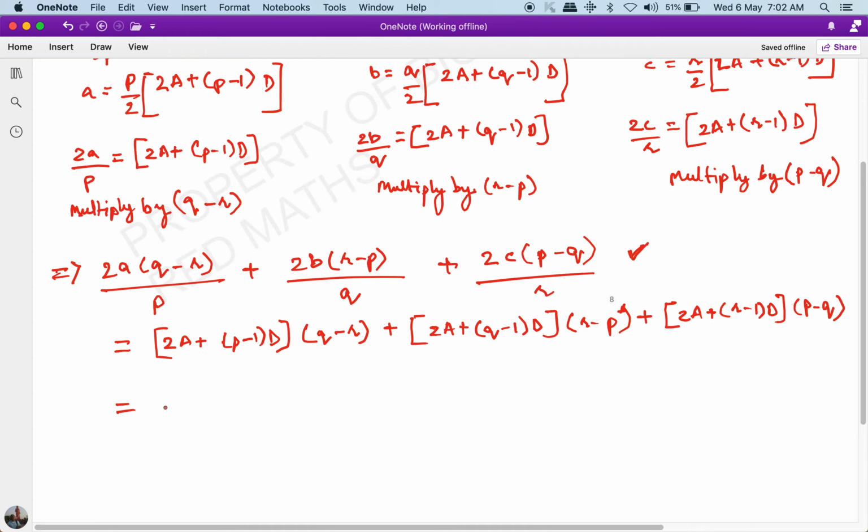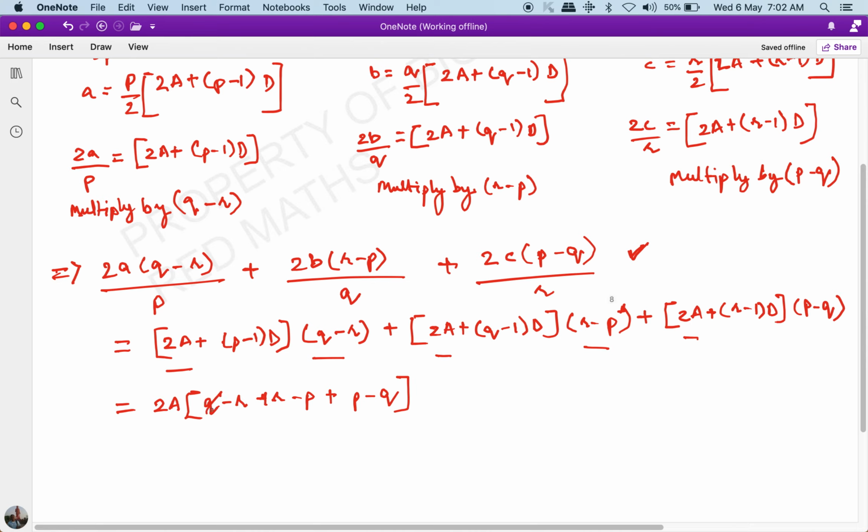So what will my RHS become? My RHS will become 2 of A. I can take common from everywhere in all these terms. You see, this is 2 of A into Q minus R, this is 2 of A into R minus P, and this is 2 of A into P minus Q. So I can take 2 of A common, and I get Q minus R from the first term plus R minus P from the second term plus P minus Q from the third term.